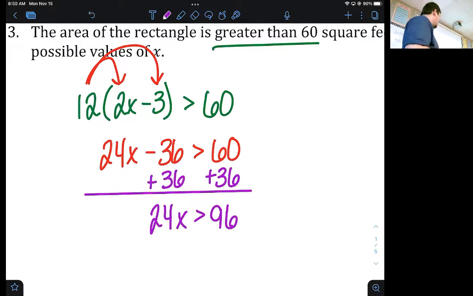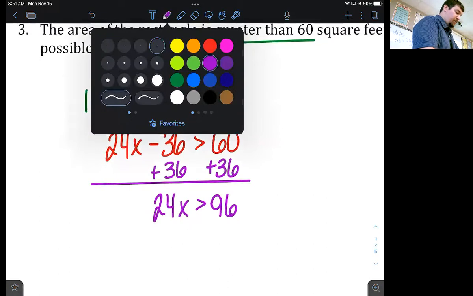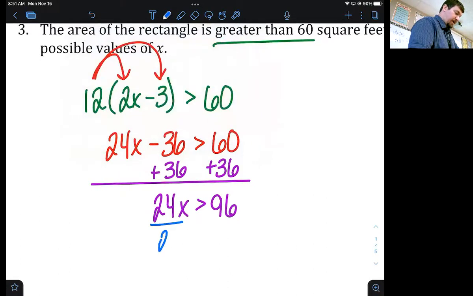And then Rayleigh, how do I get rid of the 24 there? It's squeezed next to the x, which shows that it needs to be divided. That's right. Yeah, it's being multiplied, so we're going to divide. And really, using your calculator, can you tell me what 96 divided by 24 is?